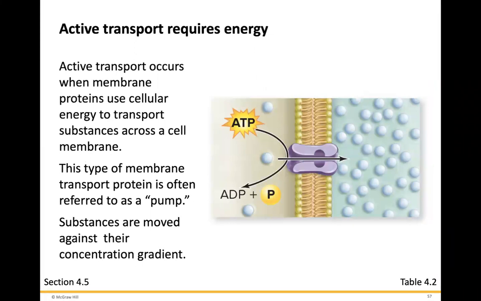Now, active transport across the membrane will require a membrane protein, and because you're often going against concentration gradients, in this case going from inside, where it's a very low concentration, to outside, where it's very high concentration, this will require the input of ATP.